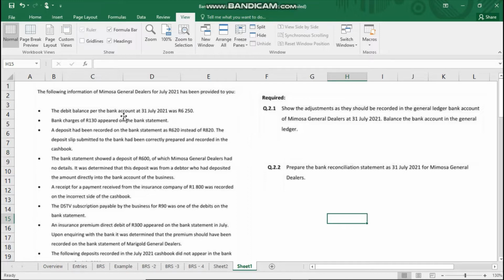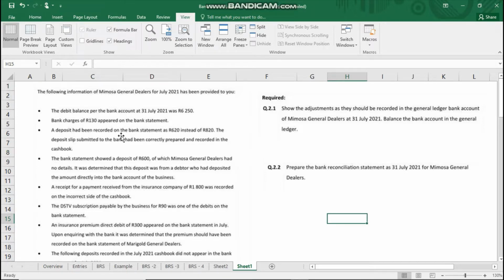The debit balance as per bank account at July 31st 2021 was R6250. So R is the currency, I think rands, and this is the debit balance as per the bank account, which is the bank ledger. Okay, then bank charges of R130 appeared on the bank statement. So these are the bank charges. We need to record it in the business ledger.